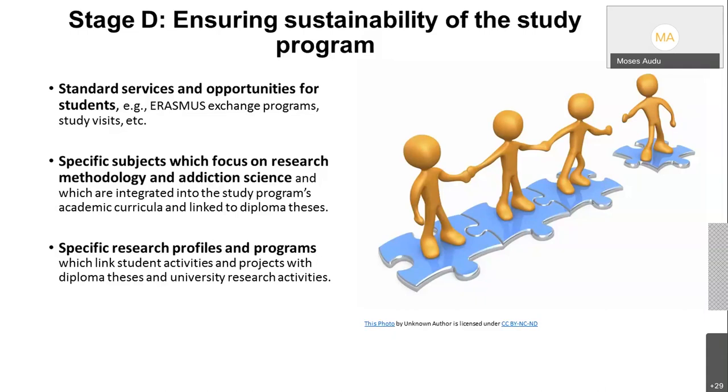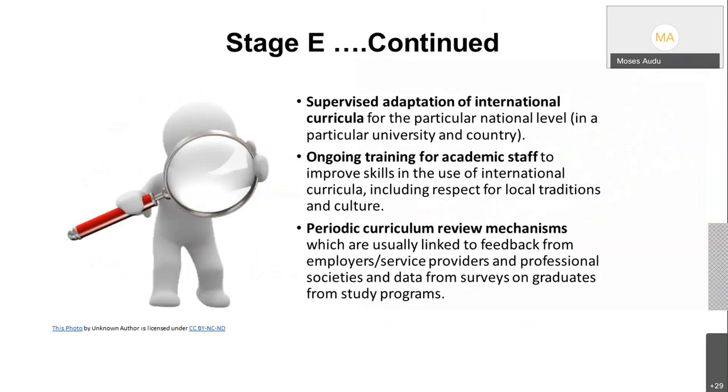And specific research profiles and programs which link student activities and projects with diploma thesis and university research activities. So these are things that need to be considered when you are drafting. Okay, that's stage G. Let's go on. E. Supervised adaptation of international curriculum for the particular national level in a particular university and country.